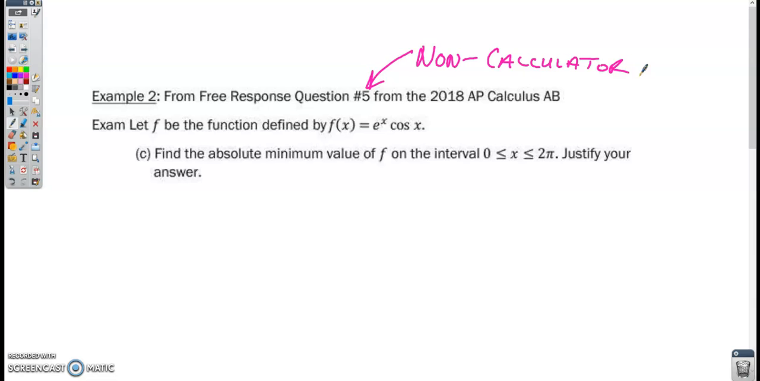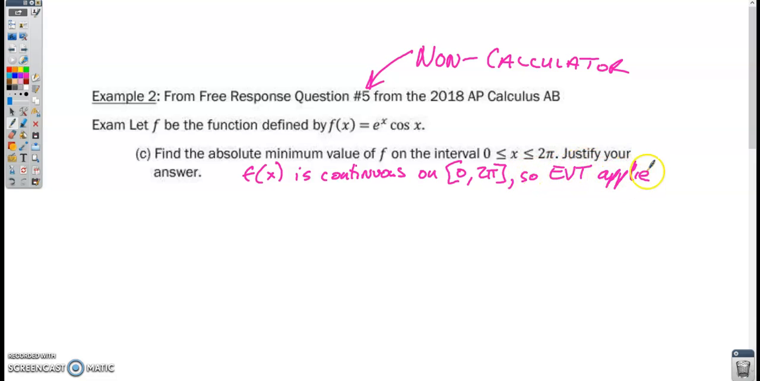E to the x is continuous, cosine of x is continuous, therefore their product is continuous, and so f of x is continuous on 0 to 2 pi. So extreme value theorem applies. And now let's see, we need the derivative.